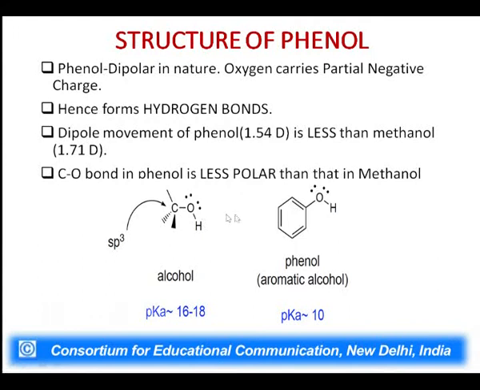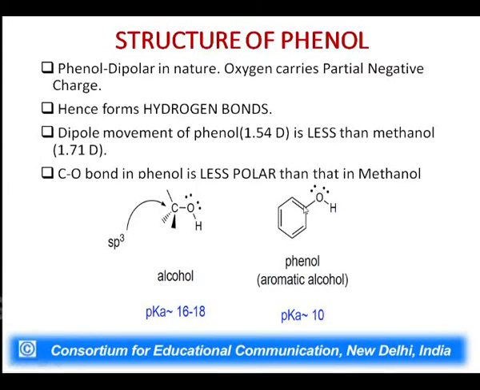The first thing, when we look into the structure of these two molecules, what instantly comes into our mind? That alcohol is more polar as compared to phenol. Why is this so? Because in alcohol, the carbon to which oxygen is attached is sp3 hybridized, whereas in phenol, the carbon to which the oxygen is attached is sp2 hybridized. Since it is sp2 hybridized, it has more s character, and it is more electronegative as compared to an sp3 hybridized carbon.